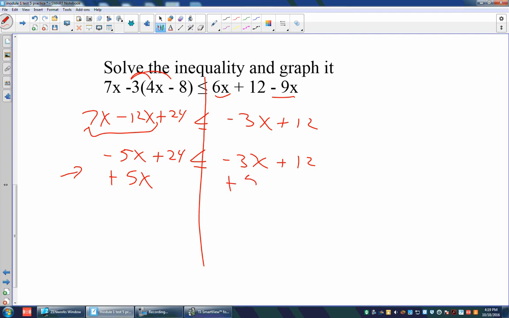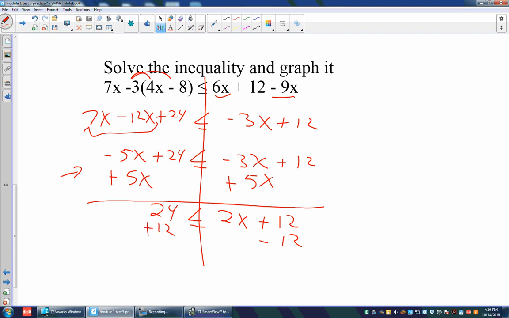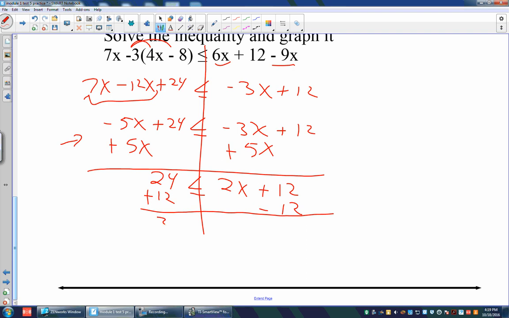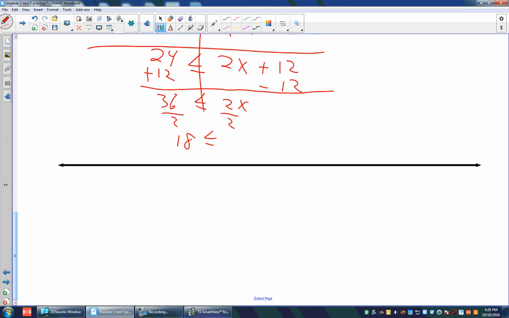I'm going to add 5 to both sides. Oh, isn't that beautiful? 24 is less than or equal to 2x plus 12. I think that is beautiful because now I have positive coefficients. I would have some negative feelings in there. Now I don't. Now I have 36 is less than or equal to 2x. Dividing by 2, I get 18 is less than or equal to x.